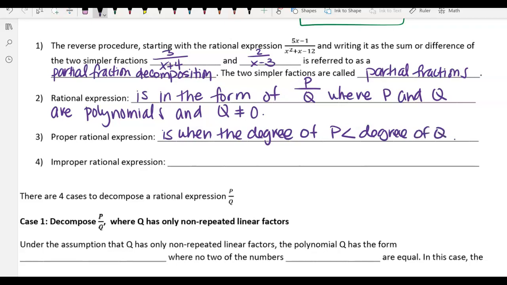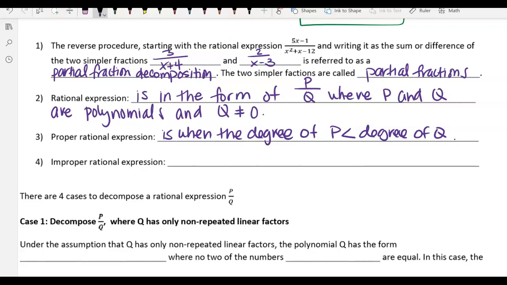Okay, let's talk about the word degree. What is the degree for a linear equation? 1. The degree is the highest power. What's the degree for a quadratic equation? Square, 2. What's the degree for a cubic? 3. So the degree of a polynomial, students, is one number. It's the highest exponent of the whole thing.